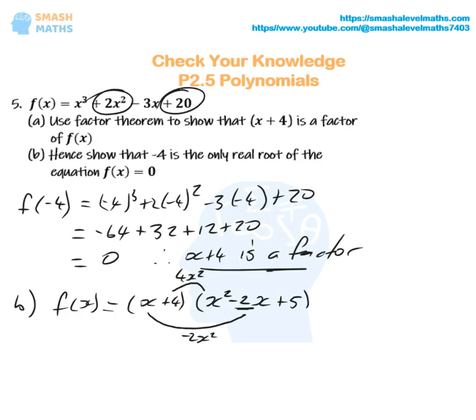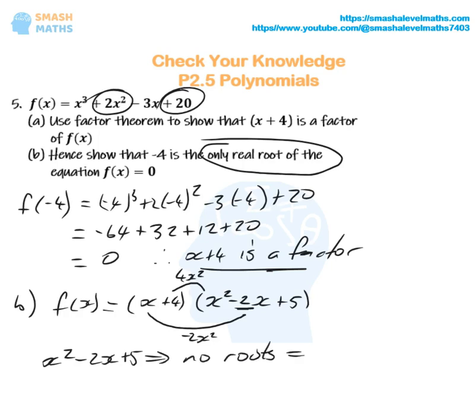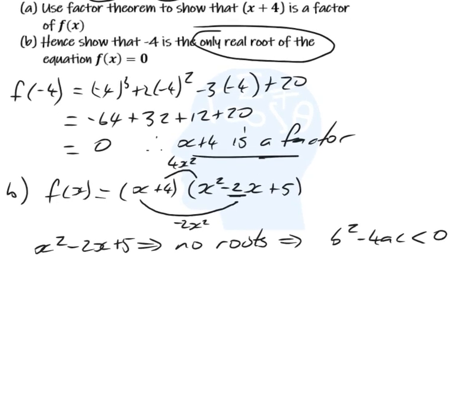Now, we're told that minus 4 is the only real root, which means x squared minus 2x plus 5 we know must have no roots. How do we know it's got no roots? Well, we know it's got no roots if b squared minus 4ac, our discriminant, is less than 0. So we've just got to check and see if that's the case.